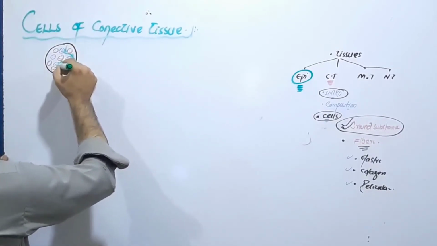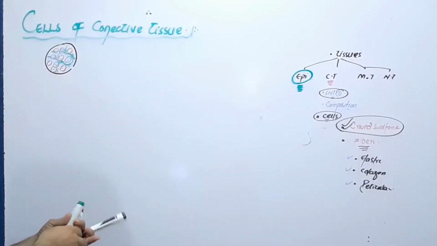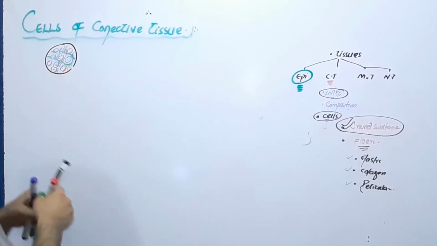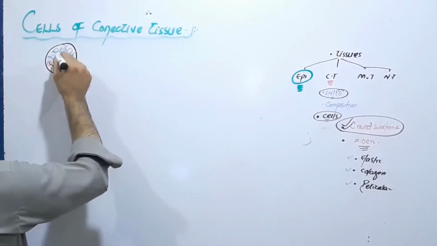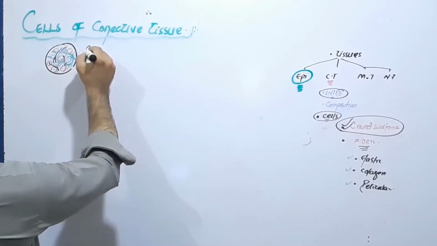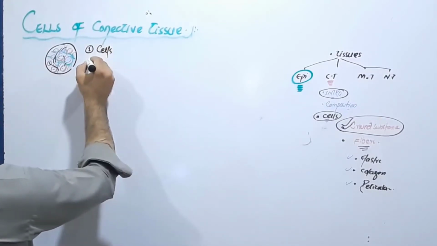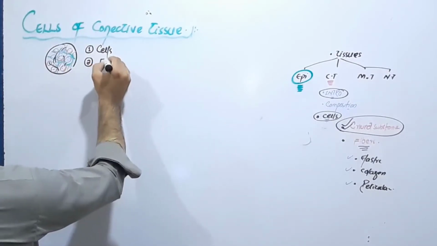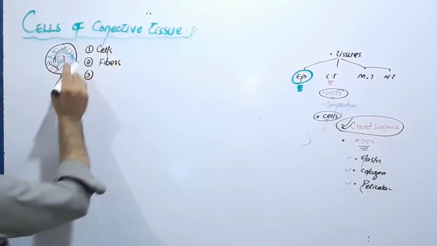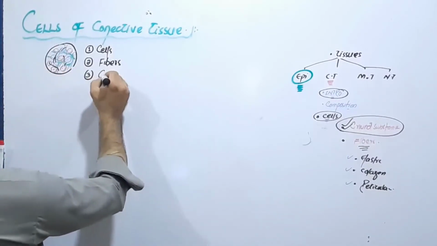So how many types of fibers will be found? You know that I have written there. There will be the collagen fibers, there will be the elastic fibers, right? And then there will be the reticular fibers also present there. First I wrote the cells, right? Then the second one I told you the fibers, right? And these cells and these fibers are located in a jelly-like substance that is called the ground substance.